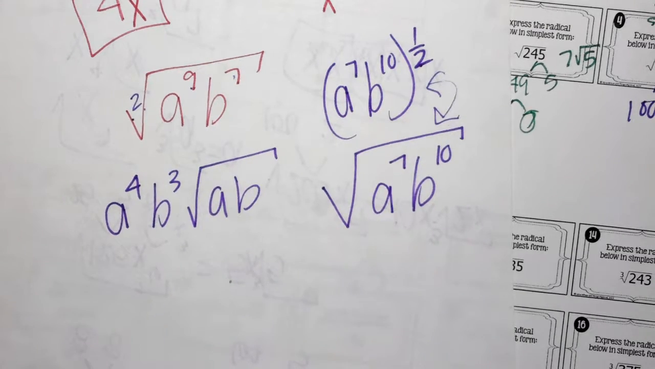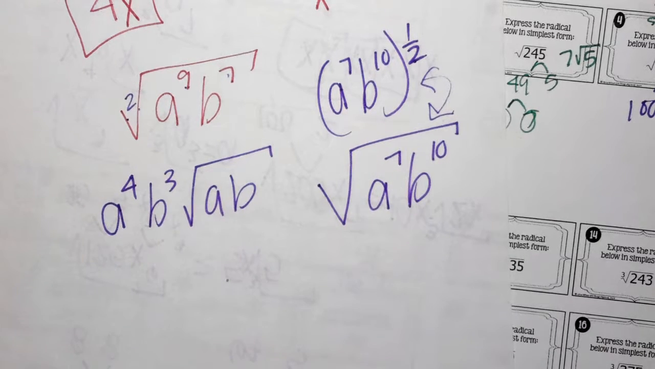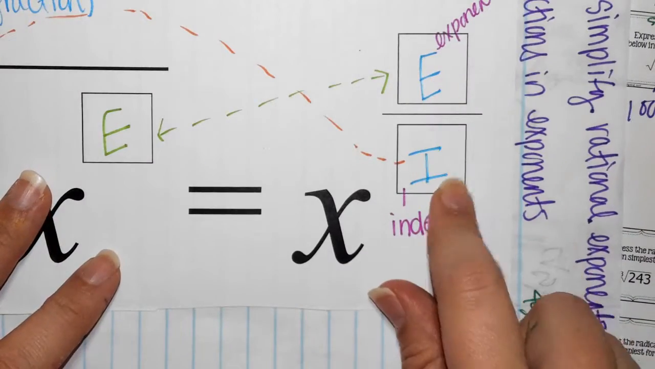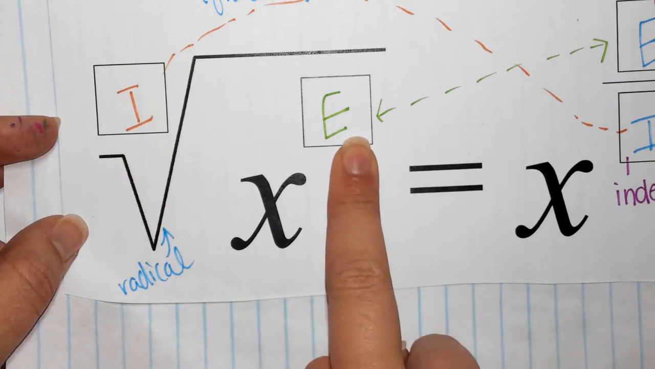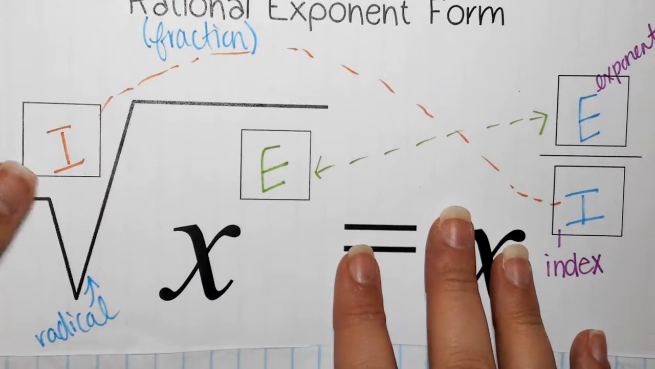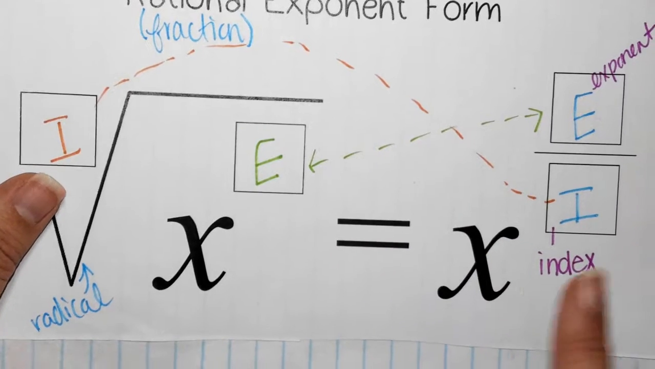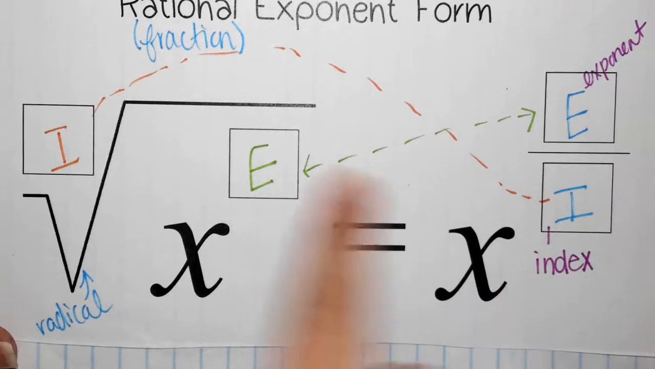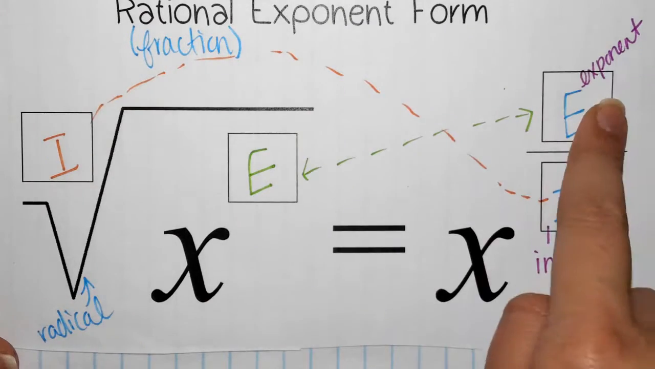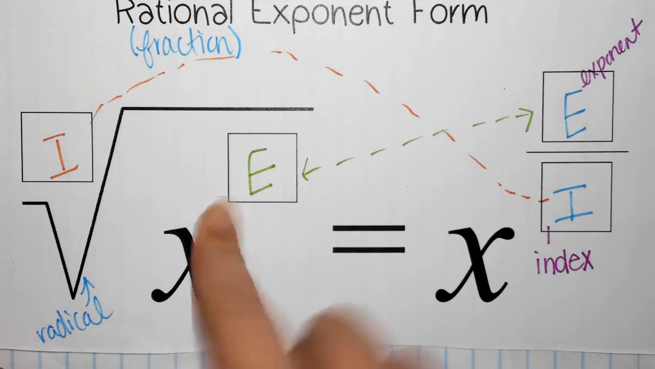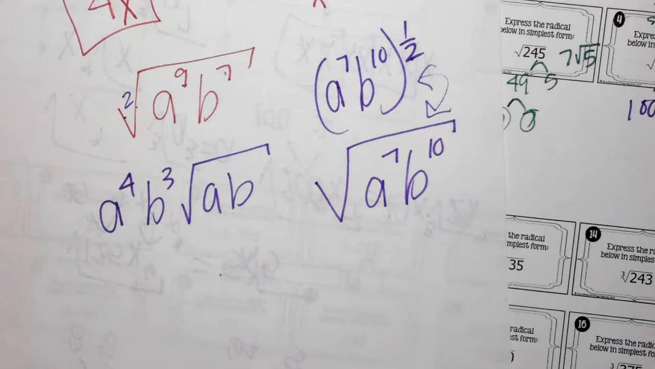We said I and E, E and I, right? Our exponent is on top, our index is on the bottom. And index goes here, exponent goes here. We did this yesterday and the day before. So if I'm asking you to convert from this to this, your index or your denominator goes over here, your numerator goes here.